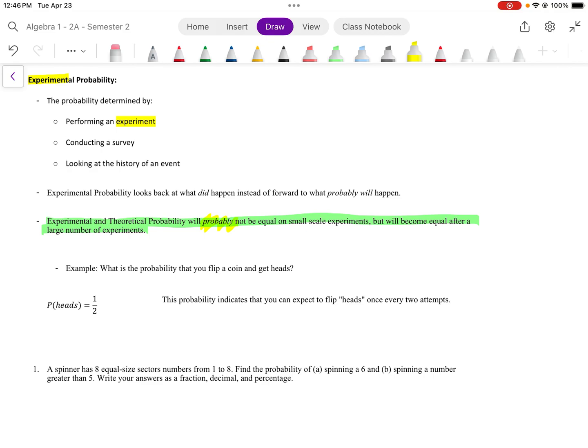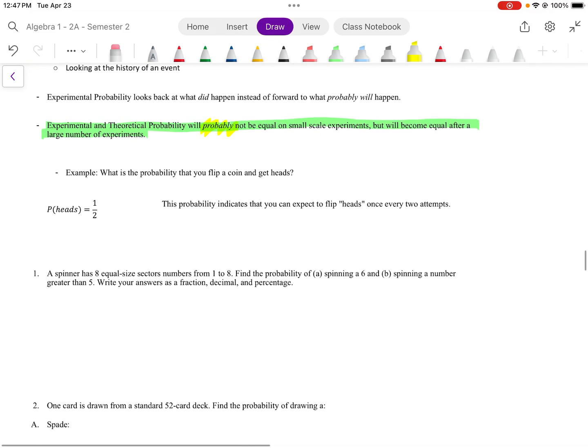But if instead of performing that experiment 10 times, I flip the coin 10 million times, I might still be off by a couple of heads or tails here or there, but it's going to be very close to 5 million and 5 million. The more experiments you do, the closer you're going to get to that theoretical probability.